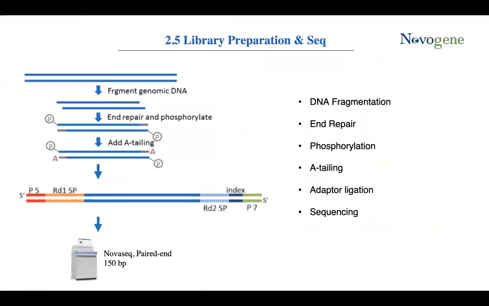And after sample QC, we will move to library preparation. So first, when we got the extracted genomic DNA, we will fragmentize them, perform end repair, phosphorylation, A-tailing, and in the next step, we ligate the fragments with the indexed Illumina adapters to go sequencing. And the NovaSeq 6000 is used for shotgun metagenomic sequencing at Novogene, and the strategy we apply is the paired-end 150 bp.